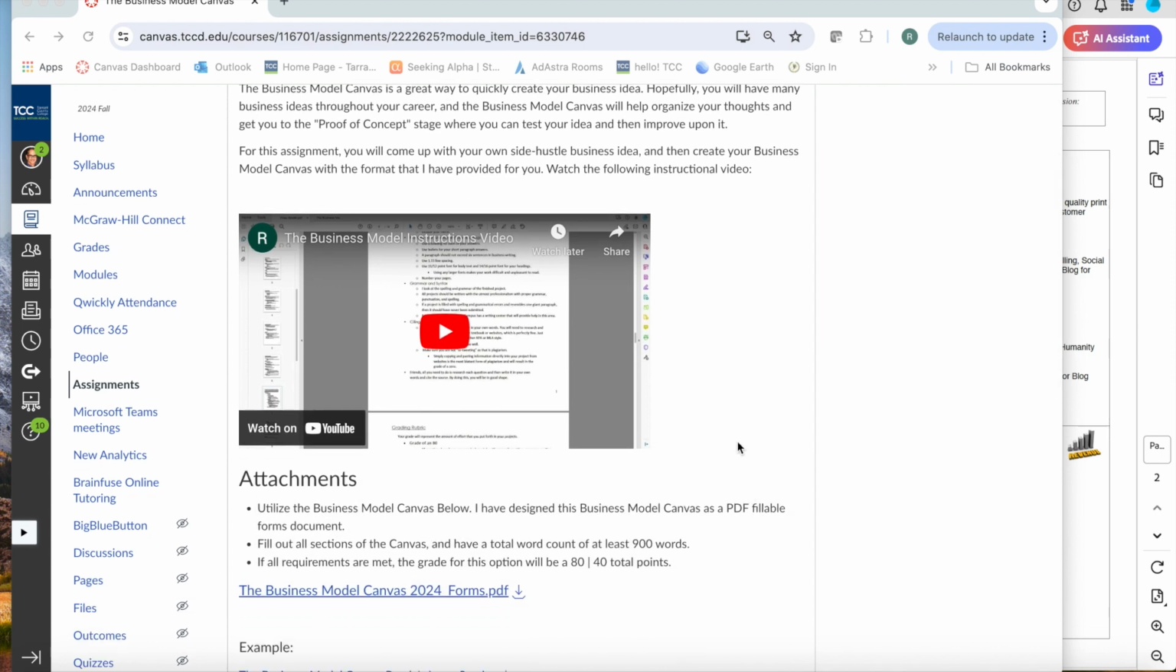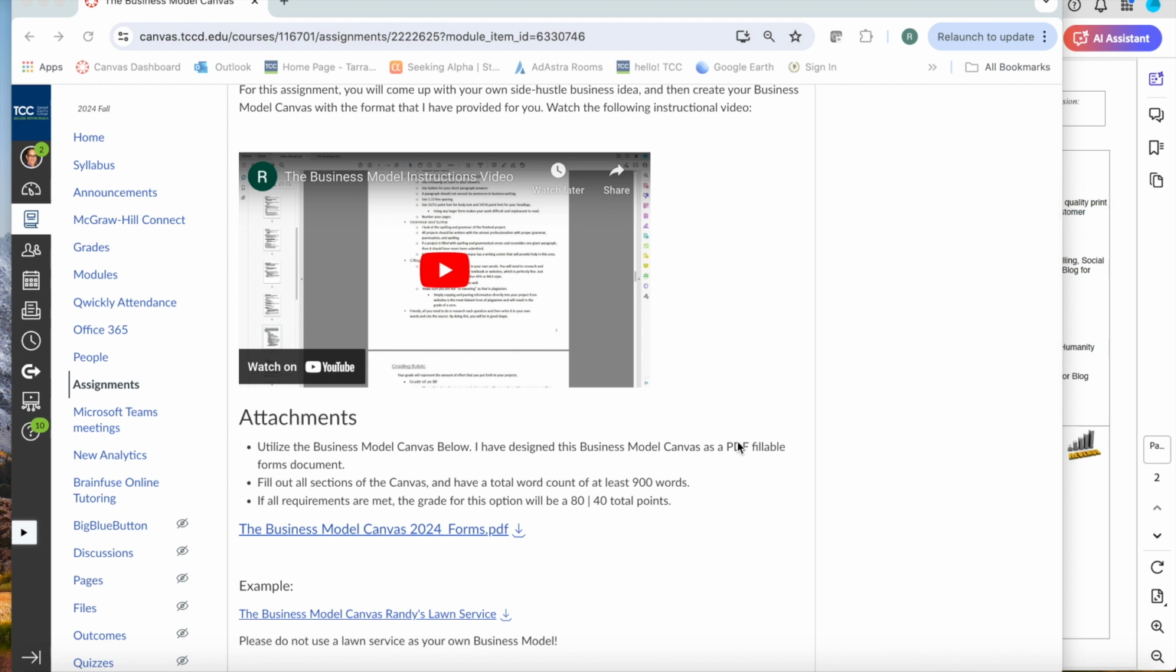This is a smaller project now. It's worth 50 points. It should not take you more than an hour or so to even complete. So it's nice, it's easy, but it's fast.